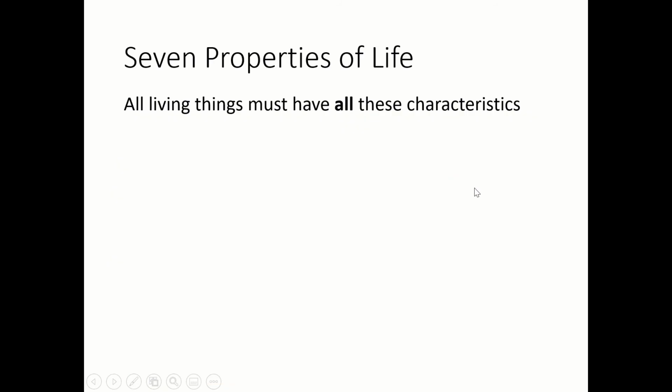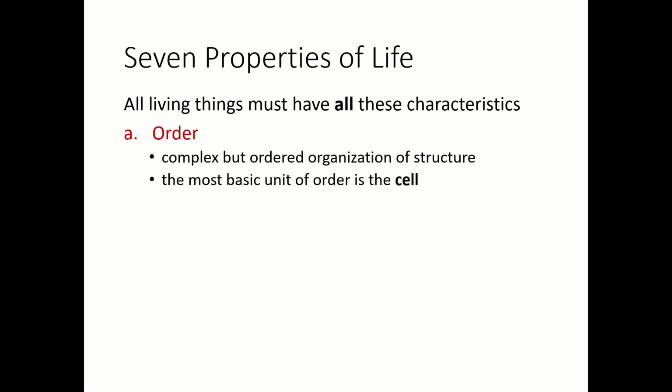So in order to be alive, something has to have all 7 characteristics. The first is that it has to have a specific order and structure. And the most basic unit of order is the cell. Okay? A cell is made out of millions of molecules, all organized in a specific way. And we'll talk about what that is later. And all living things have this basic unit of order that we call the cell.